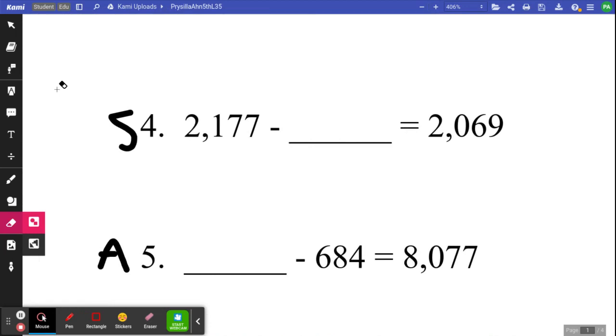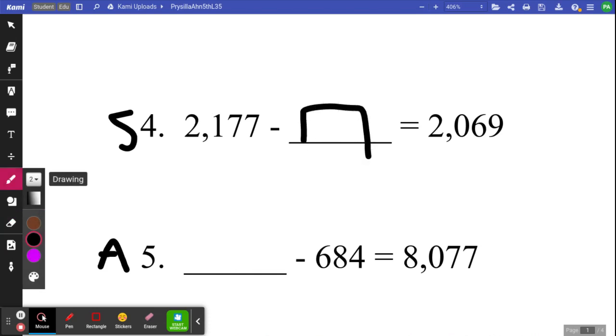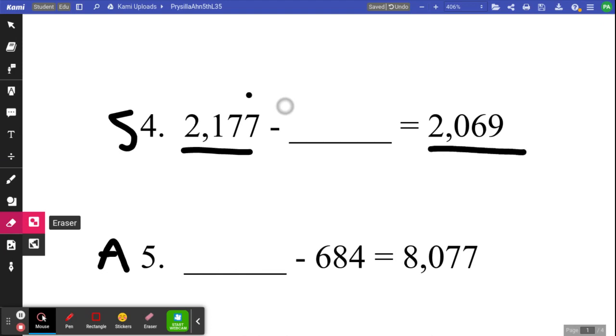So, number 4. This one is going to be a subtracting scenario. Number 5 will be an addition scenario. Before we start number 4, one thing we need to notice is that the missing number has to be the smallest value between this number and this number, because we're going to be subtracting this value from 2077 to get 2069. And obviously, it cannot be bigger than both of those or we'd get negative numbers.